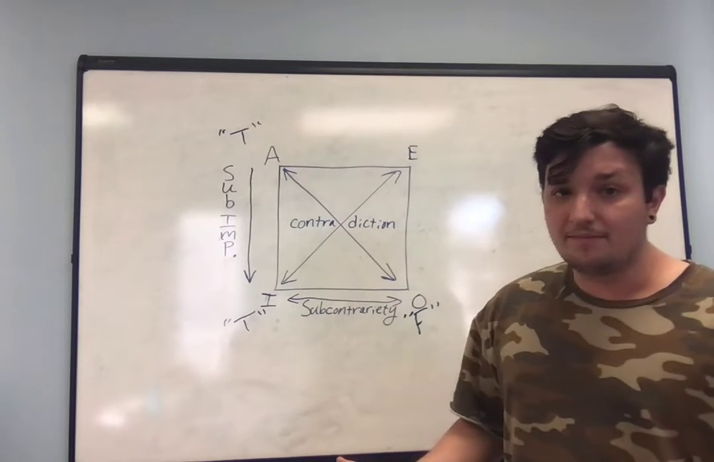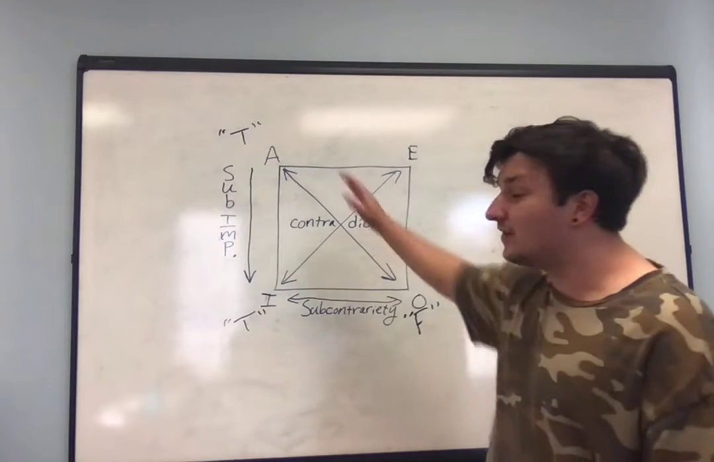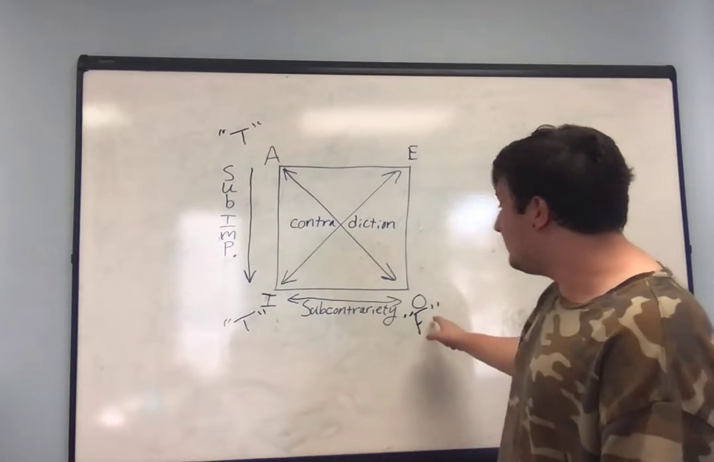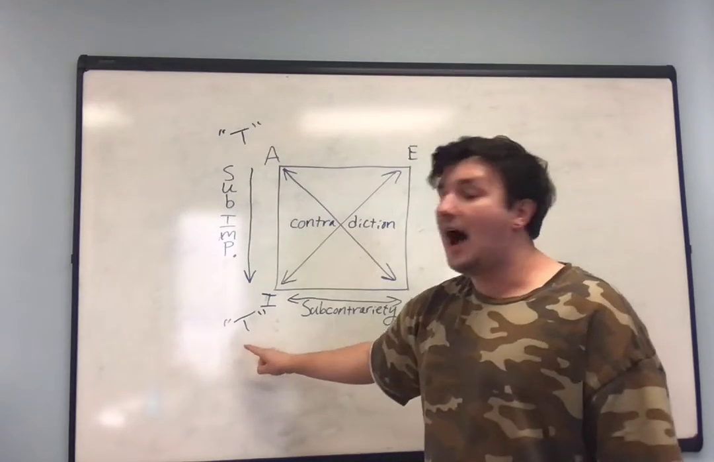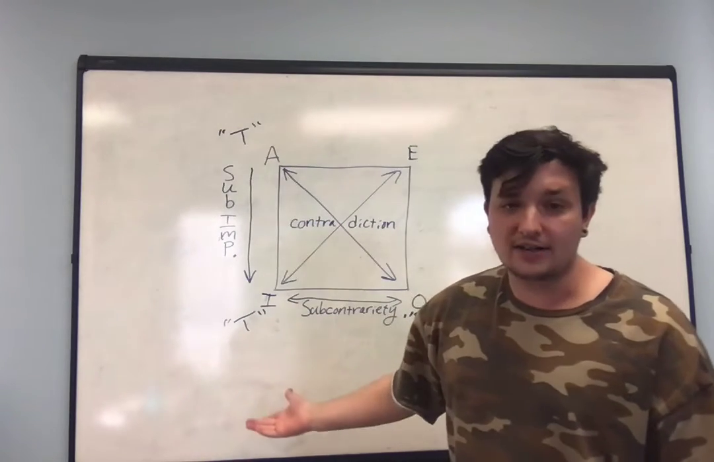So as you can see here, our original question was whether O and I can be false at the same time. And as you can see, if we work this out on the square of opposition, when we assume that O is false, it makes it so that I is true. And it works the exact opposite way.